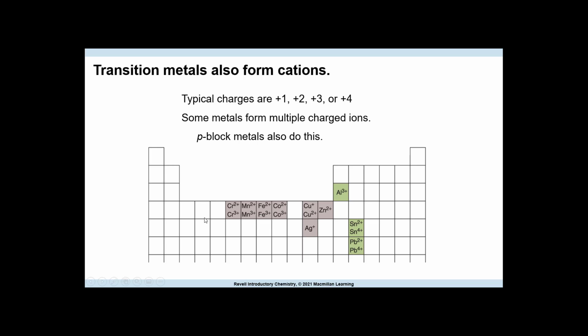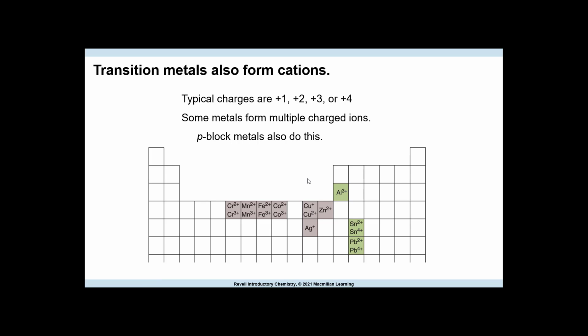For instance, here you see iron can lose 2 electrons or can lose 3. Chromium can lose 2 or 3. Cobalt can lose 2 or 3. Copper can lose 1 or 2. And then there are some that only lose one charge, like zinc only loses 2. It doesn't have different oxidation states. And silver only loses 1.